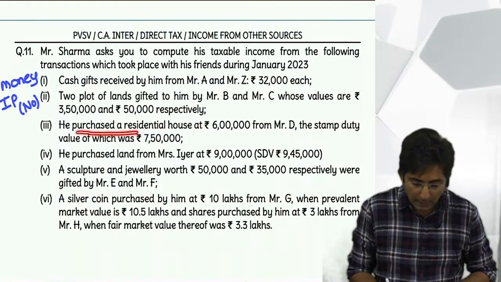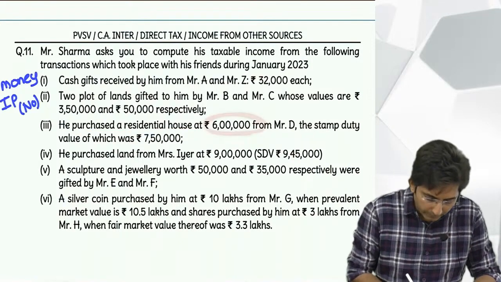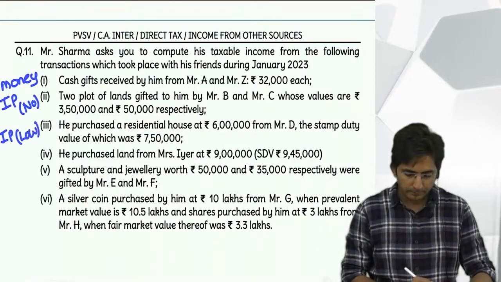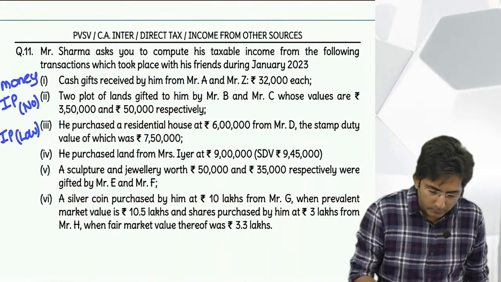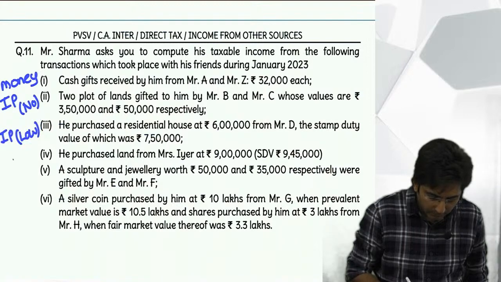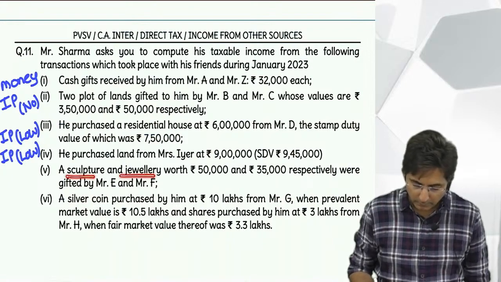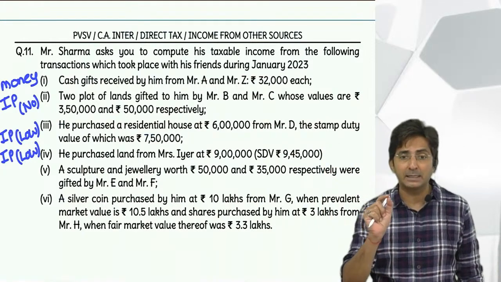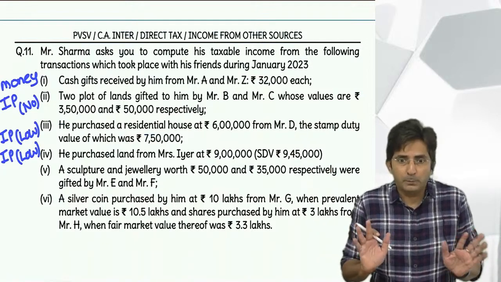Next one is purchase a house. House is immovable property. Have you paid full price or less price? Less price. So it is immovable property, IP in bracket low. Then he purchased a land. Again, this is a purchase at low price. Land is immovable property, low price. Then sculpture, jewelry, 50,000, 35,000, gifted. Gifted means totally free, no price. Whenever it is low price, the sentence will start in the form of purchase, because when you pay some price, it's a purchase transaction, although at low price.